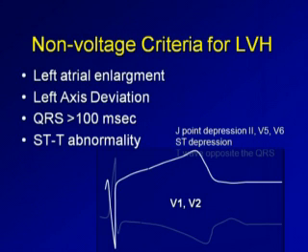Now, when you have voltage criteria for LVH, you've got about a 50-50 shot you're right. So when you see voltage criteria, you go seeking the non-voltage criteria. And those are concurrent left atrial enlargement, axis shift, increased QRS duration, and the typical ST-T abnormality, which is sometimes called the strain T wave. It's a backward check mark appearance of the T wave. That T wave can dive so deep that it starts pulling the ST segment down with it. So you may see even a little bit of ST segment depression.